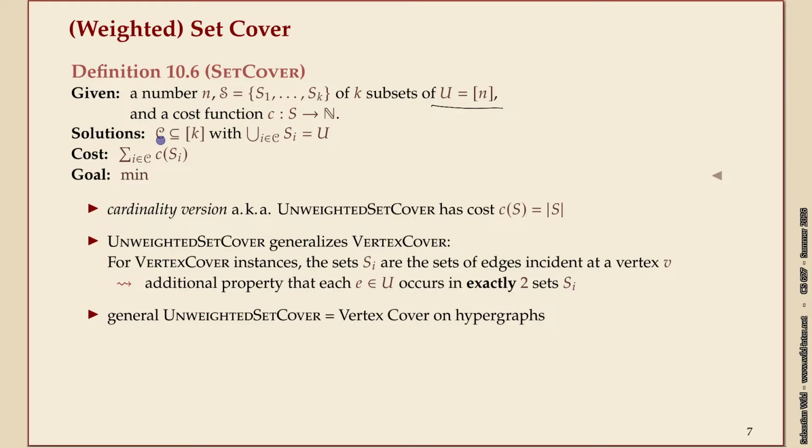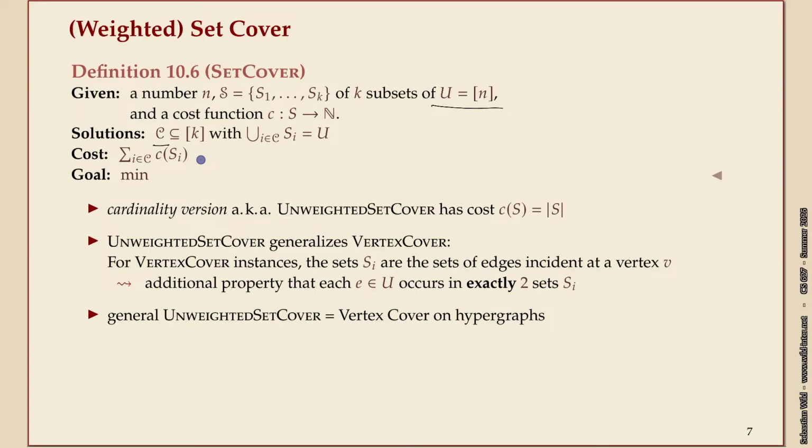Then solutions are collections of subsets, or formally the output is a collection of indices, so that if I take all the sets with indices in that set C, then I get as the union all of the universe back. So I have to cover the whole universe by making a selection from the sets I'm given. And the cost of such a selection is just the sum of all the sets' costs, and that we want to minimize.